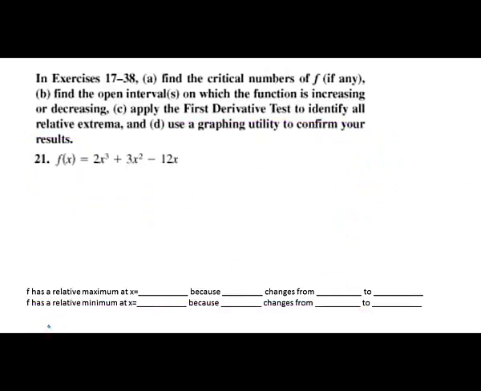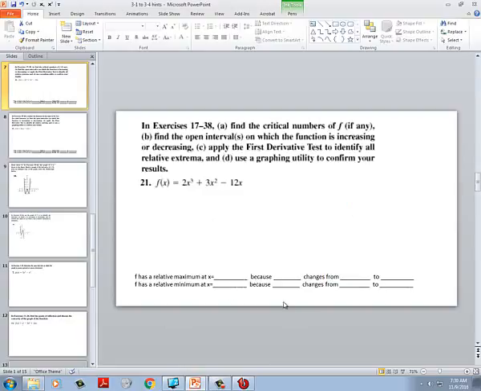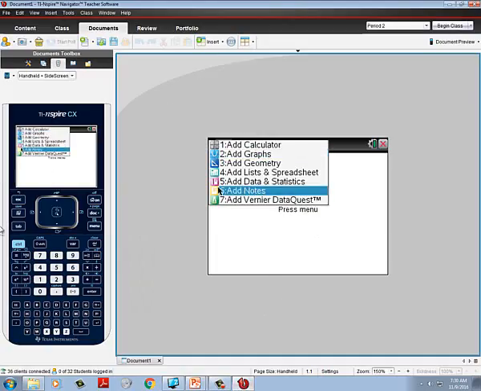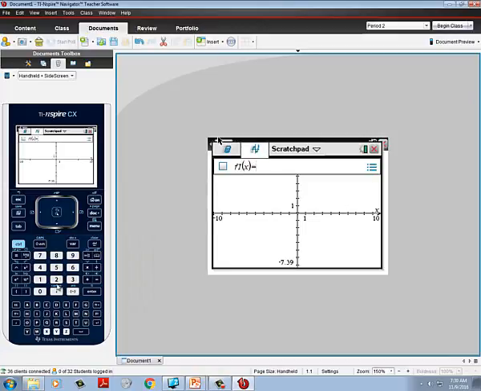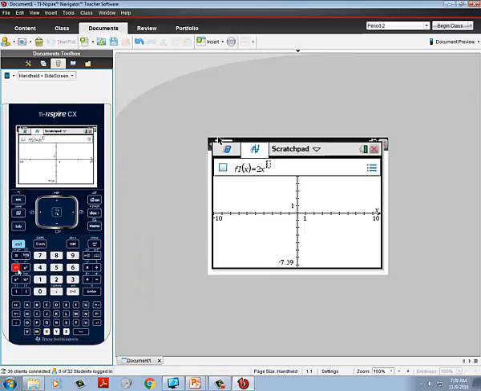All right, it looks like this next one we're doing on the calculator, okay? So, or we can do it by hand, but let's do it on the calculator so we make sure we know how to do it on the calculator when it comes time for the test, okay? If you didn't grab one, let's practice this real quick. So go to your scratch pad. Let's get it typed in. It was 2x cubed, and then plus 3x squared, and then minus 12x. And hit enter.